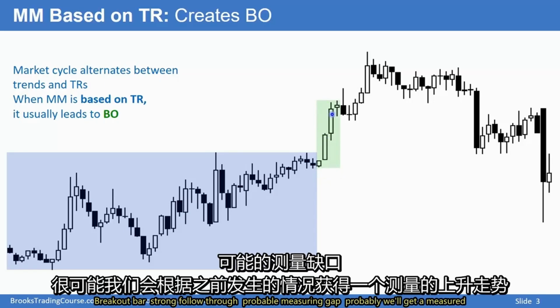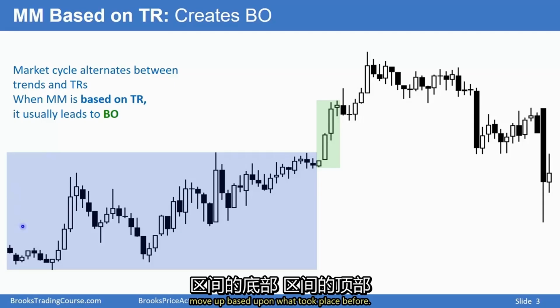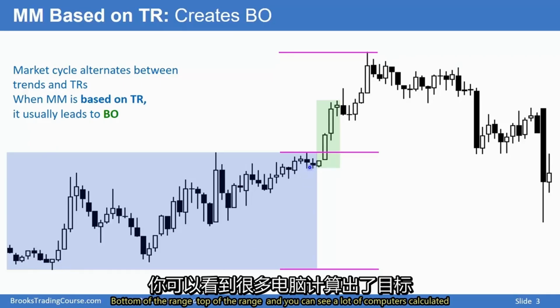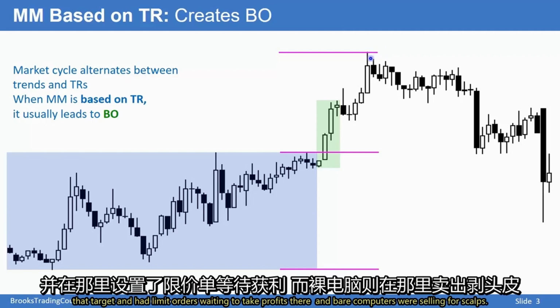Breakout bar, strong follow through, probable measuring gap. Probably will get a measured move up based upon what took place before. Bottom of the range, top of the range, and you can see a lot of computers calculated that target and had limit orders waiting to take profits there, and bear computers were selling for scalps.